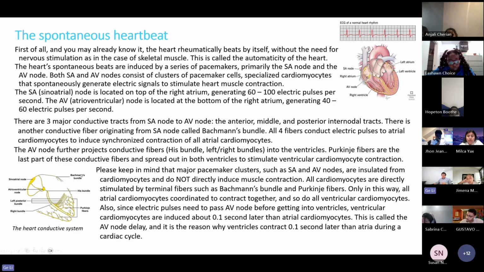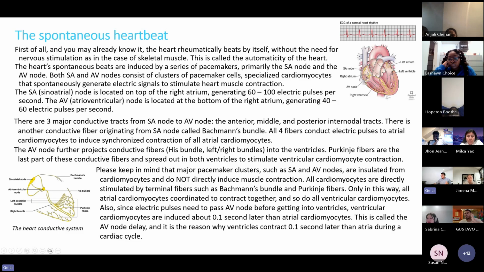And then after the AV node, there is the His bundle and some other bundles. And eventually, the last step is the open end. They call it the Purkinje fiber. The Purkinje fiber is directly connected to the heart muscle cells. The thing here is that the AV node, the SA node, and the His bundle, all of those are insulated from the heart muscle cells. And in this case, it's the SA node and AV node.